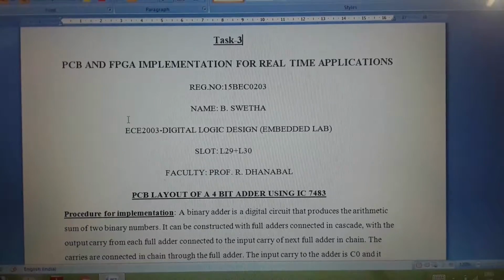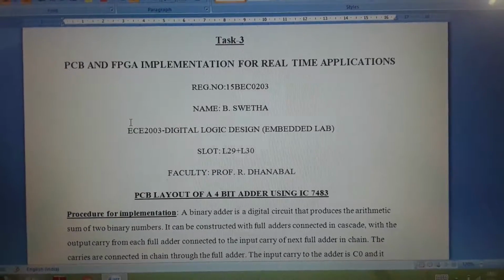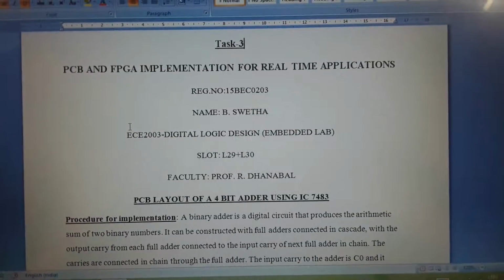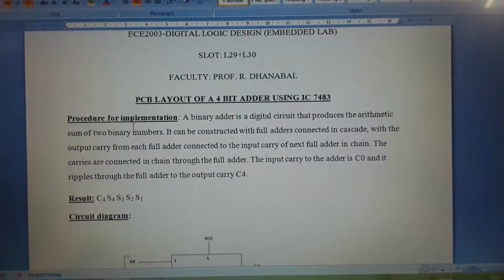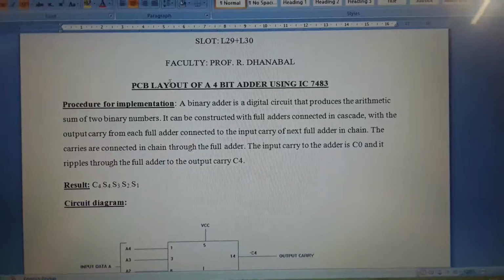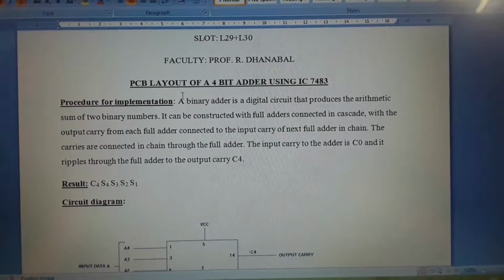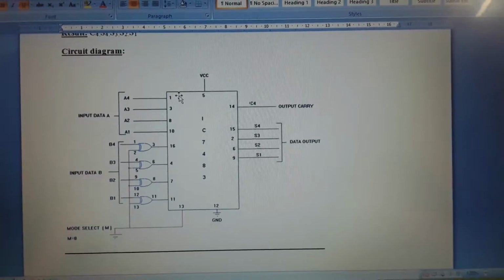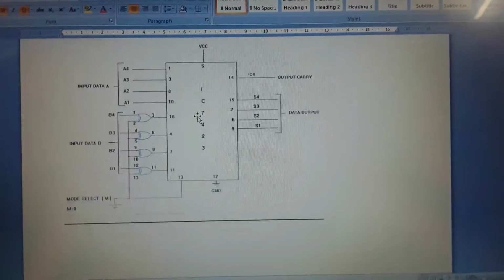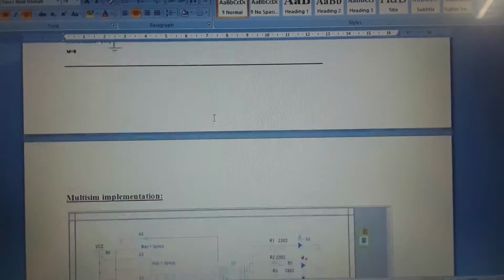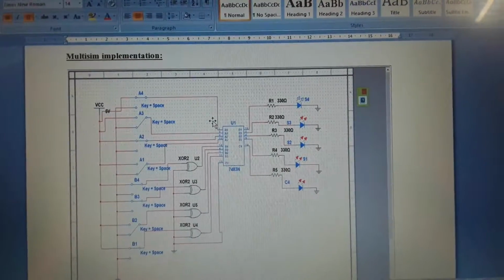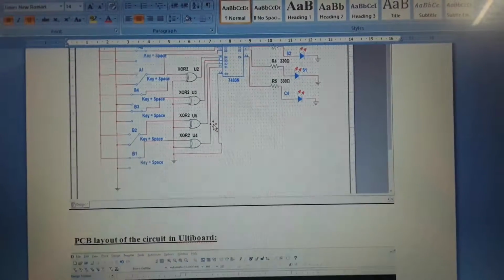In this task 3 for digital logic design, I am going to implement the PCB layout for real-time applications. For the combinational circuit, I chose a 4-bit adder using the 7483 IC. This is the circuit diagram for the 4-bit adder using the IC. I have successfully implemented the circuit in Multisim and got the results.